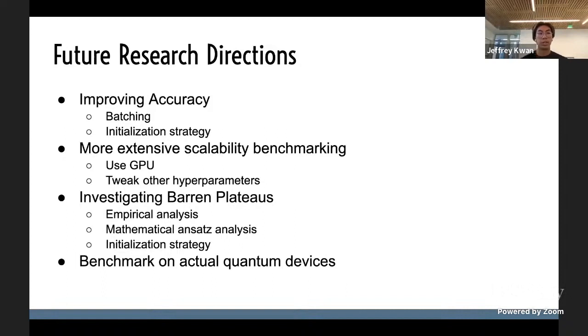Last thing I want to do is investigate barren plateaus itself, and we can do this in two ways. One is through empirical analysis, so just measuring the mean, measuring the gradient, and then seeing if those vanish exponentially. Another way mentioned in literature is to do some kind of mathematical analysis. And in the literature, we have found that the ansatz and also the cost function have some kind of role to play in determining whether barren plateaus will actually occur.